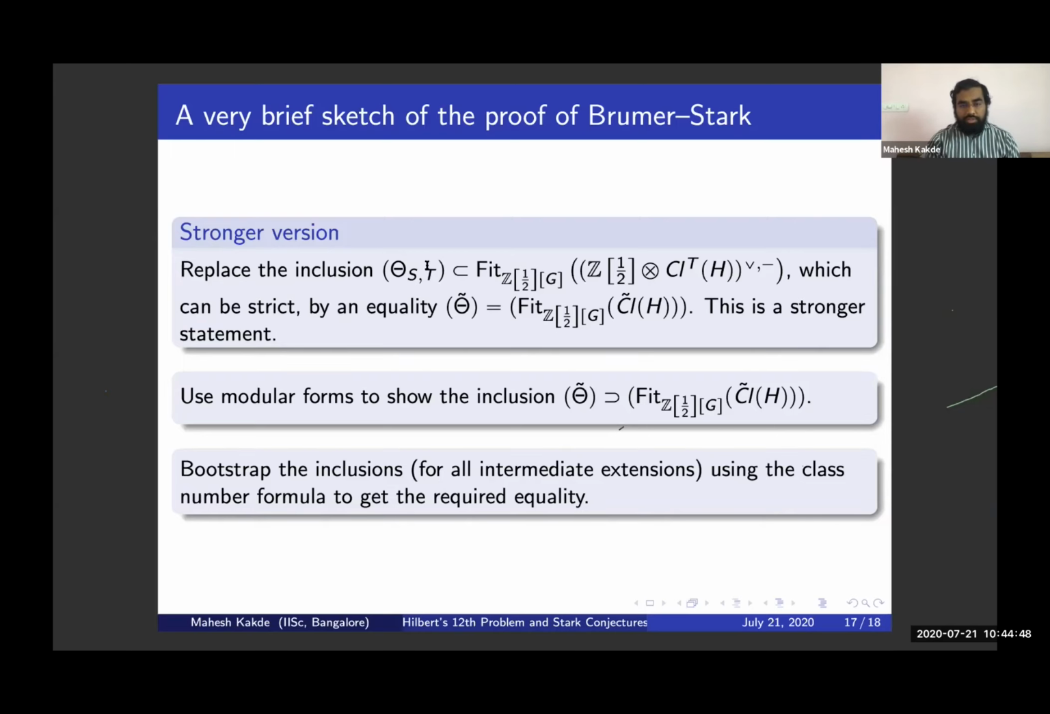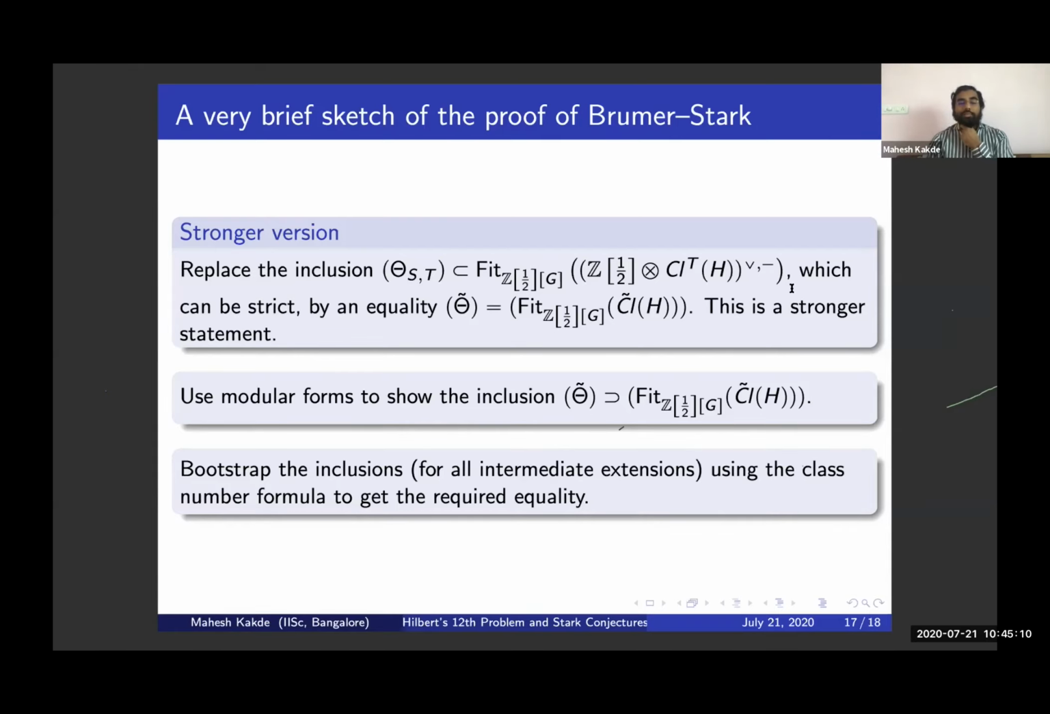Now, this is an ideal generated by theta in Z[G]. This is another ideal in Z[G], or Z[1/2][G]. This is also an ideal in Z[1/2][G]. Now I want to prove that the left-hand side ideal is contained in the right-hand side ideal.